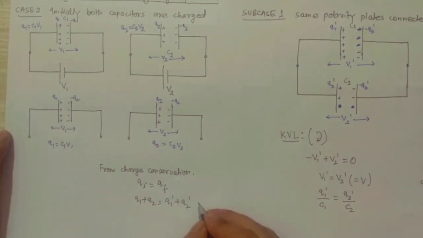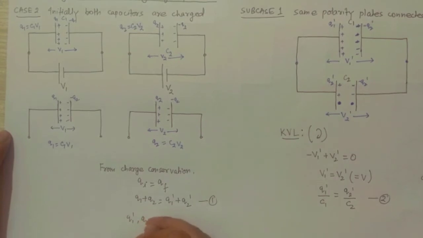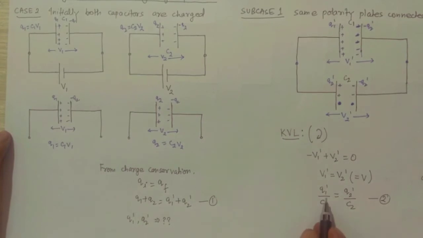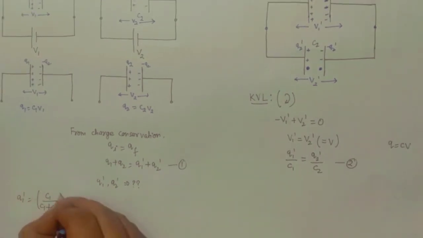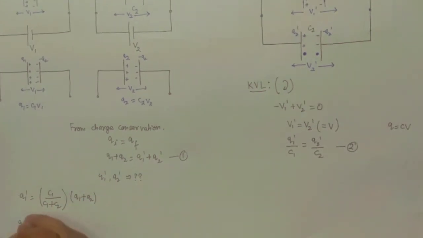Now we have two equations and two unknowns, that is Q1' and Q2' are the two unknowns, and if we simplify equation 1 and equation 2, then the final value of Q1' will come out as C1/(C1 + C2) multiplied by (Q1 + Q2), and similarly Q2' will come out as C2/(C1 + C2) multiplied by (Q1 + Q2).